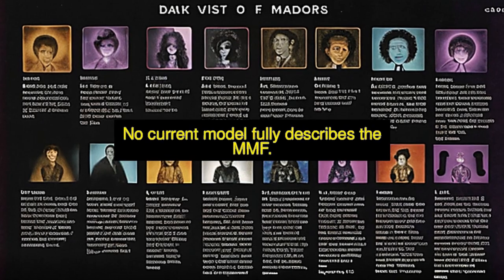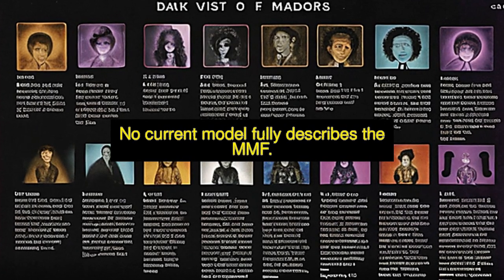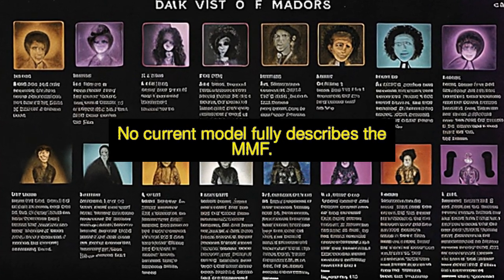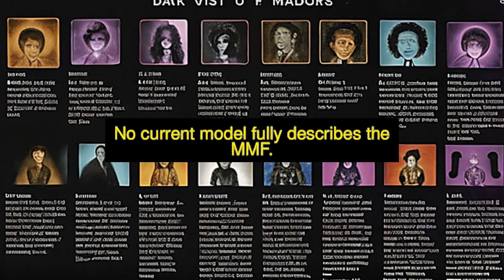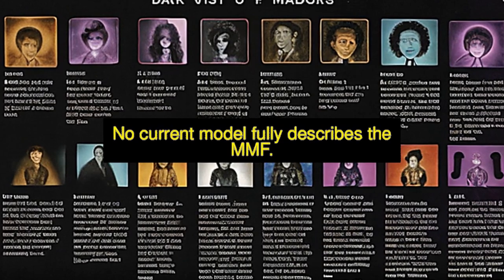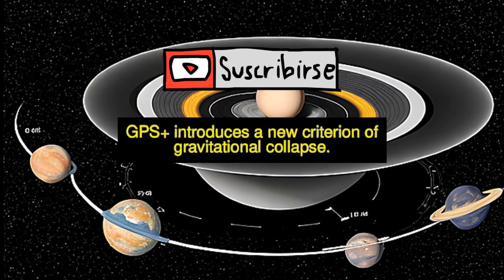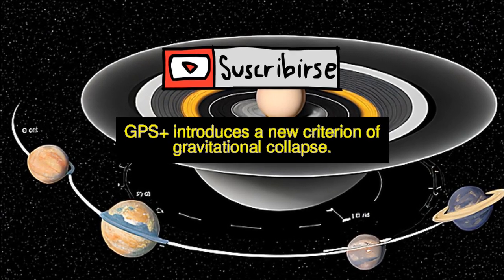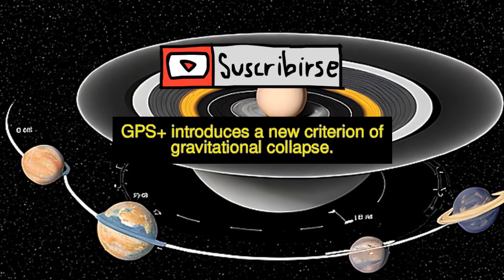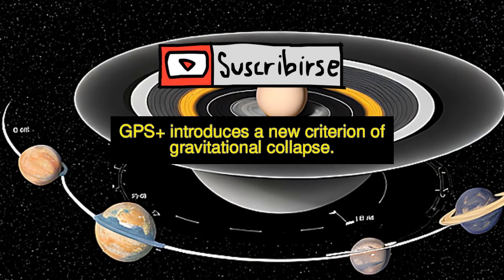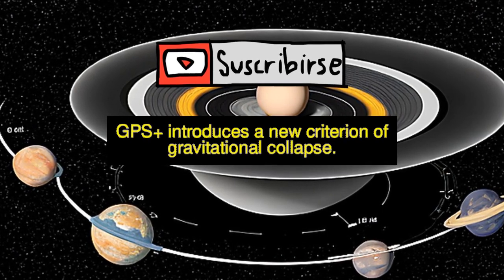Since the 1970s, different models have tried to predict the abundance of these halos. Press-Schechter's formalism was the starting point, but the authors of the new study recognize that no current model provides a self-consistent description of the halo mass function throughout the entire cosmic history. The new model, called GPS+, introduces a key modification in the criterion of gravitational collapse. This theoretical framework accurately predicts the abundance of dark matter halos in a wide range of masses and redshifts, without explicitly depending on time.